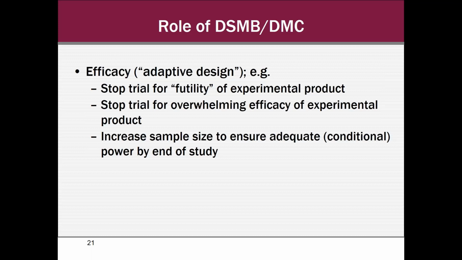Others are sample size re-estimation, increasing the sample size based on the interim looks. Things are looking good, maybe not as good as what you thought before the study started, but still promising, but we need a larger sample to maintain adequate power. So those are just examples of a few decisions that the DMC will make based on their review of the interim unblinded data in a protocol that allows for such interim looks.